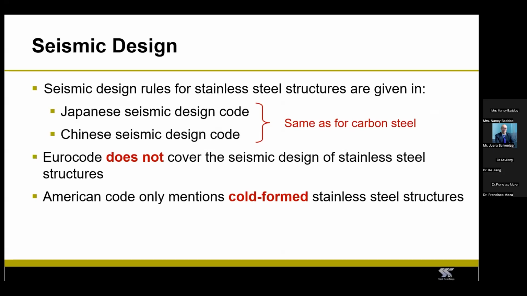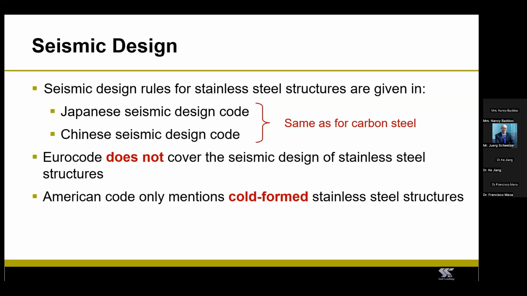The Eurocode doesn't cover the seismic design of stainless steel structures. The reason for this is that most European countries are not located in seismic regions, and because of this, there hasn't been an initiative to extend the carbon steel rules to stainless steel structures. In the US, the seismic design only mentions cold formed stainless steel structures, but design rules for this type of structures are not comprehensive.